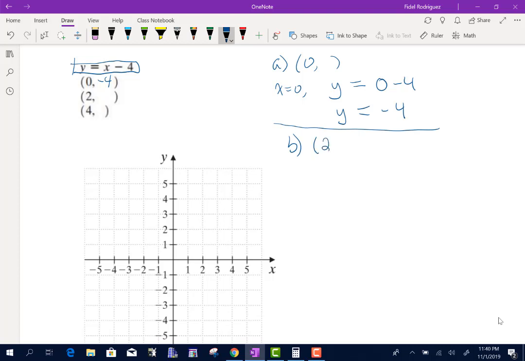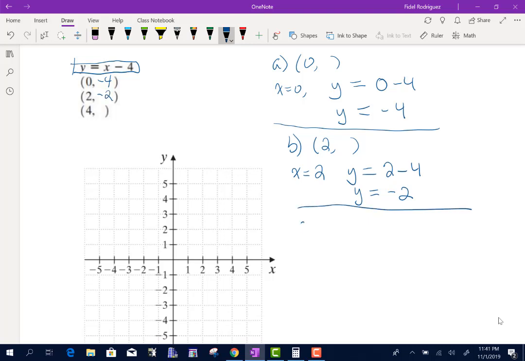Okay. I'm going to do this a second time, part B. Part B, we have the number 2, comma, a blank, right? So I know that the number x is equal to 2. So I'm going to write out my equation, y equals x minus 4. I'm going to write y equals 2 minus 4. Okay? Well, 2 minus 4 is the number negative 2. So right here, I'm going to write in the number negative 2.